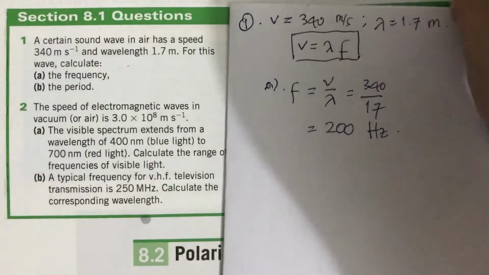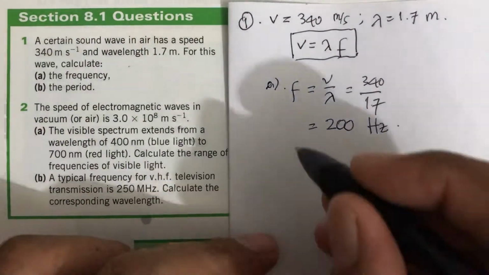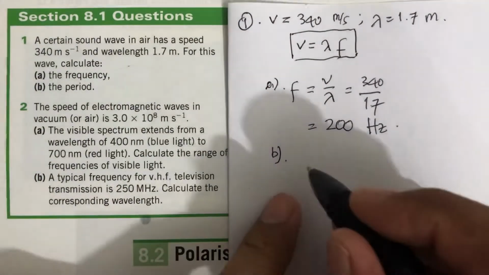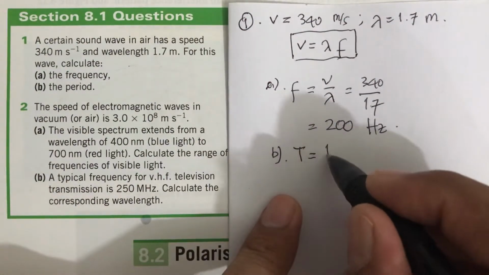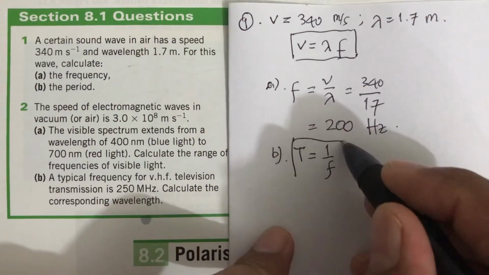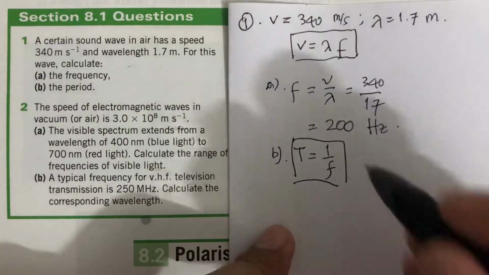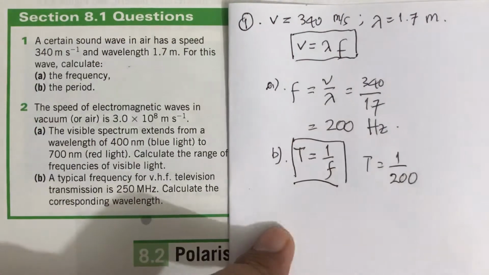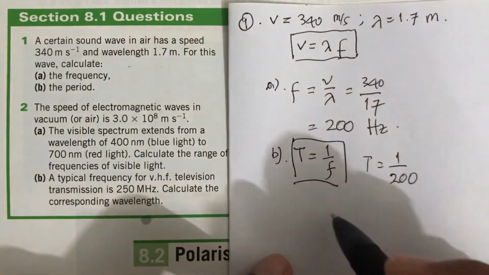Now for the other question. On question B we have a question about the period. The period is actually 1 over f. This is so easy. So the same thing, 1 over 200.